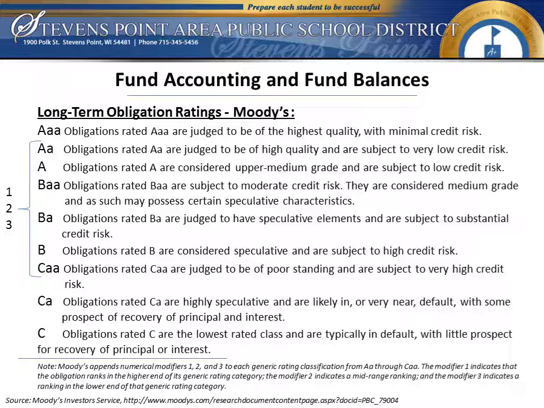Moody's issues ratings from a high of AAA to a low of C. Within the AA to CCC range, the letter ratings are parsed into 3 groups identified by a 1, 2, or 3. So the top rating is AAA. The next highest rating is AA1, then AA2, then AA3, then A1, A2, A3, etc.